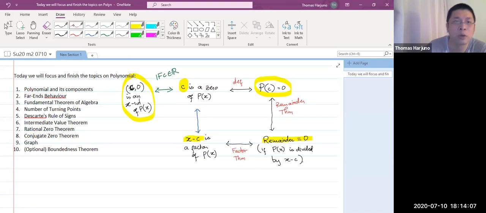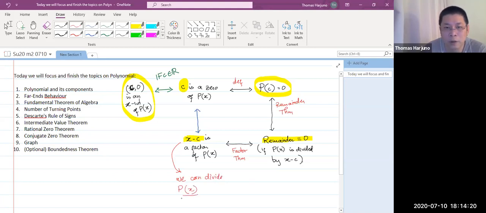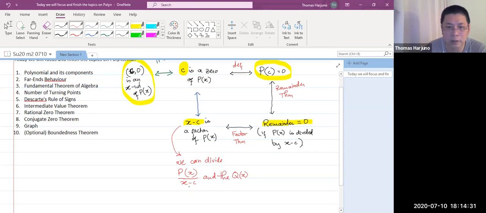And once we know the remainder is 0, then x minus c is a factor. Now, the consequence is, if x minus c is a factor, we can divide p(x) by x minus c, and the quotient is also a factor. So we can factor further. Okay, that's the plan.